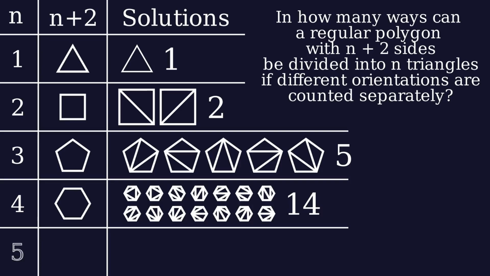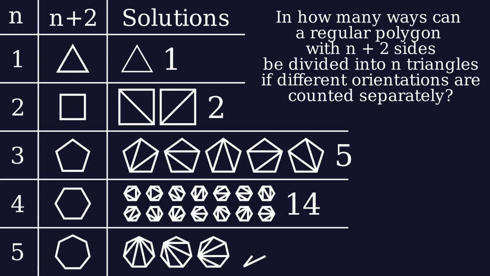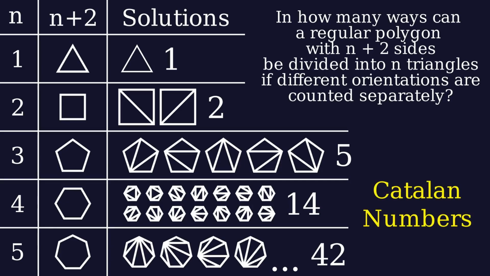When n is equal to 5, the number of ways is already equal to 42. This sequence of numbers is called the Catalan numbers. From this example, we can see that the first 5 Catalan numbers for n greater than 0 are 1, 2, 5, 14 and 42.